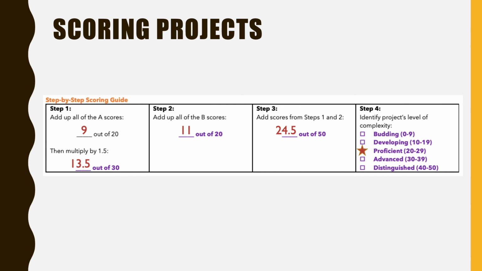Note that all 5 of the levels, budding, developing, proficient, advanced, and distinguished, are all positively framed. It's important to acknowledge that the score obtained from using the KIBO Project Rubric does not represent the coding proficiency of the project creator, but rather the overall level of complexity exhibited in this particular project.